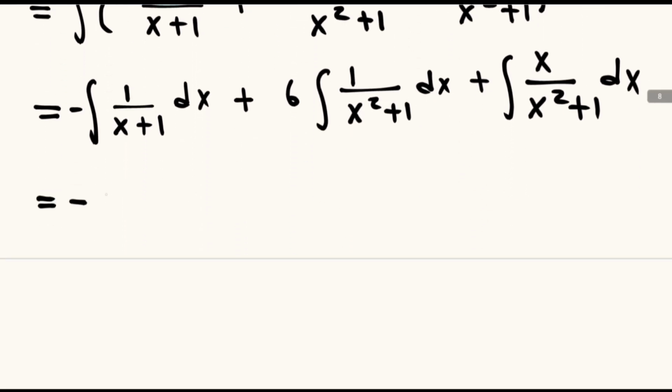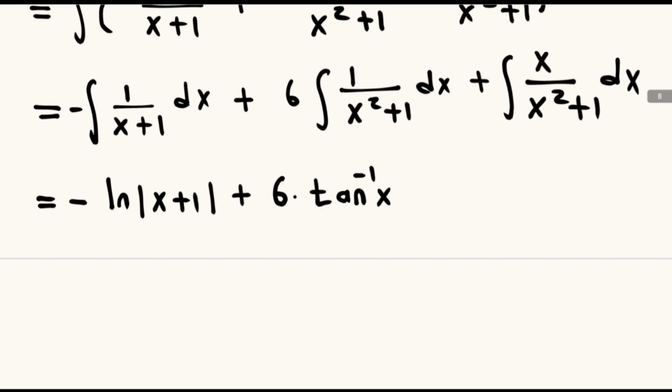The integral of 1 divided by x plus 1 will be equal to ln of x plus 1, and the integral of 1 divided by x squared plus 1 will be equal to the arctan of x, and we have to determine the integral of x divided by x squared plus 1.